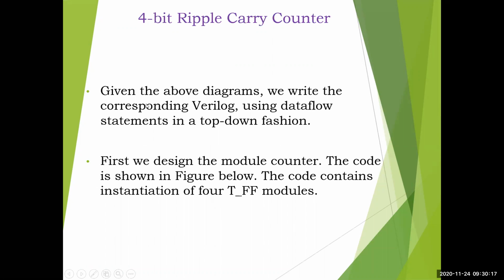Given the above diagrams, we write the corresponding Verilog using data flow statements in a top-down fashion. So from top to down, we will write in that fashion using data flow statements. First, we design the module counter. We'll have 3 Verilog modules. First we'll write the counter using 4 T flip-flops. Then the T flip-flop code contains the 4 T flip-flop modules. Then the T flip-flop will call the D flip-flop and NOT gate, and the D flip-flop is constructed using 2 NOT gates and 6 NAND gates. Like that we'll proceed, and finally we'll write the stimulus module.